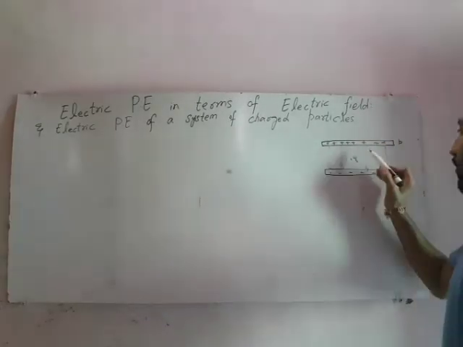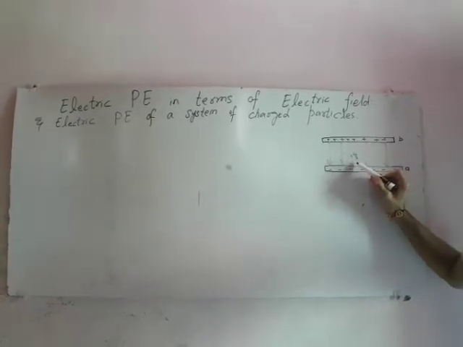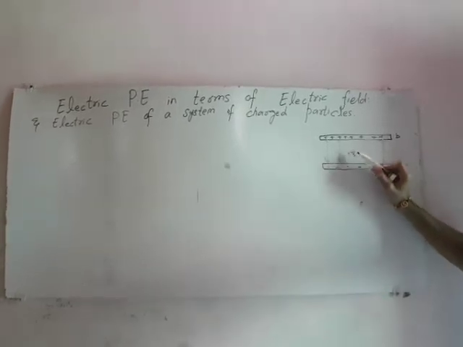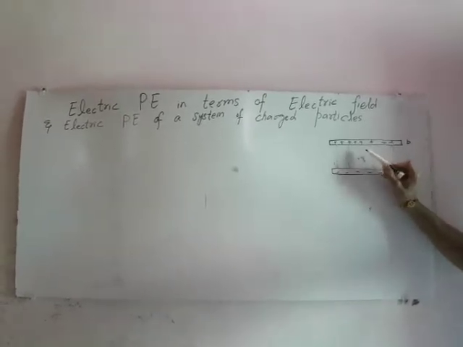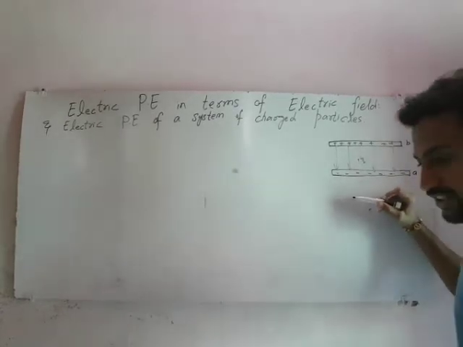You can see from the figure that the positive plate will repel this positive test charge and the negative plate will attract this positive charge. Automatically this charge will move from plate B to A and it will gain kinetic energy.